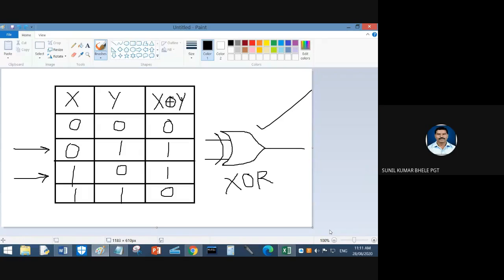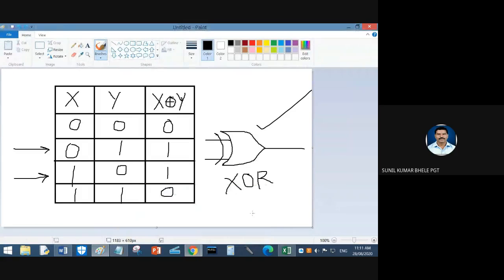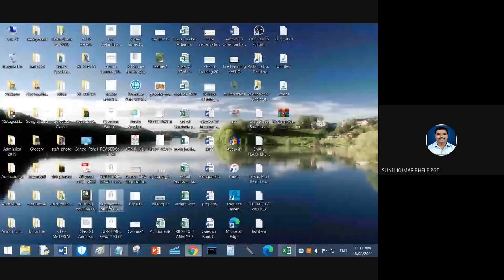Sir, how many types of logic gates are there? There are so many types of logic gates, but I think you have to learn up to exclusive OR, but I will explain the exclusive NOR gate also because it is in your syllabus. You can see if I open your syllabus. I am opening the syllabus.